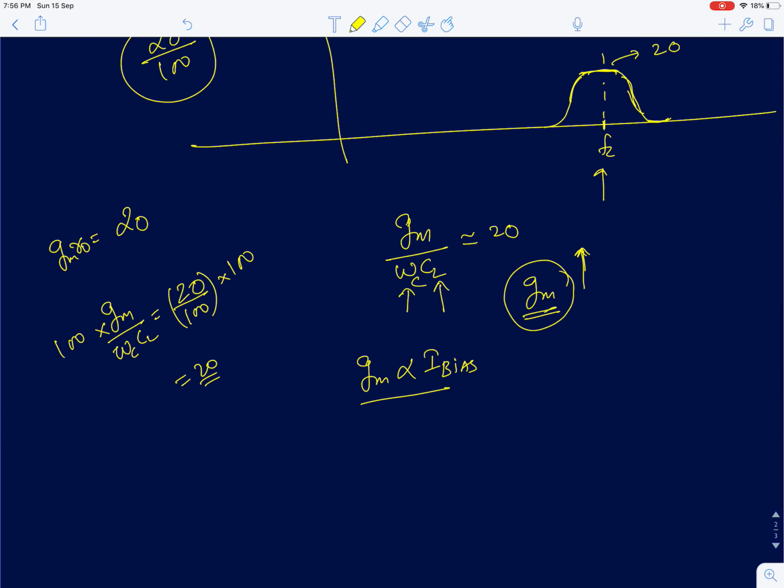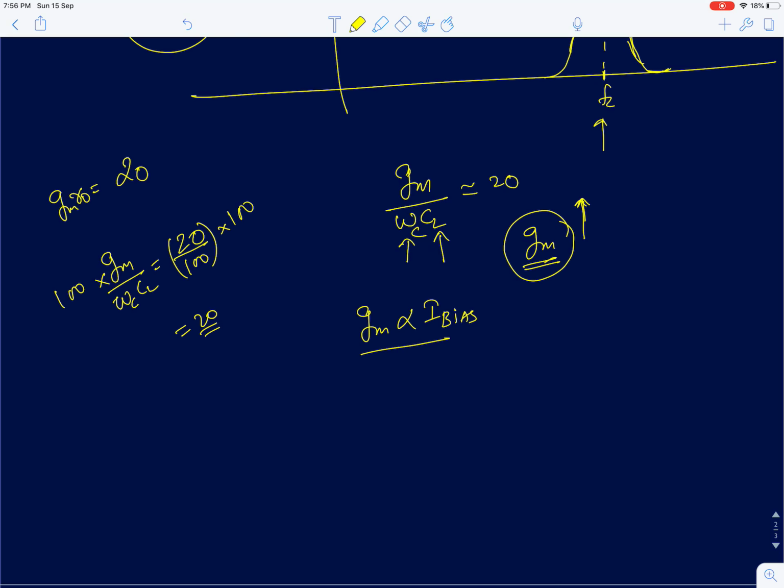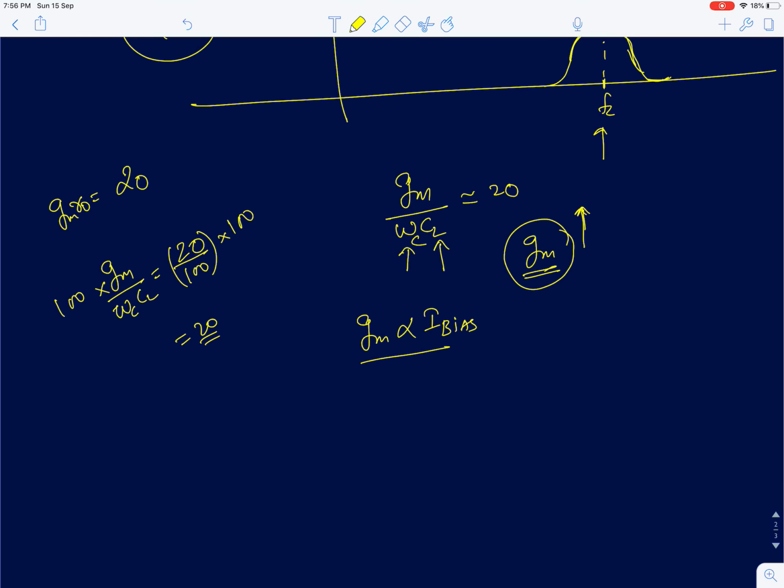So how do you fix this problem? How do RF circuits fix this problem? They need a gain for a narrow band of frequency. They don't need it for all the frequency range. They just need it for a narrow band of frequencies around a carrier frequency.